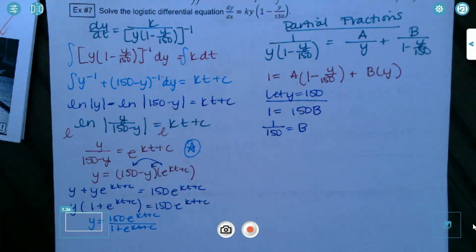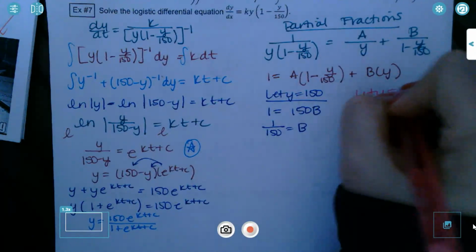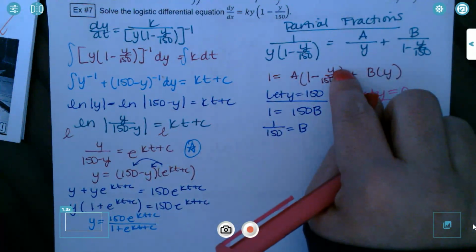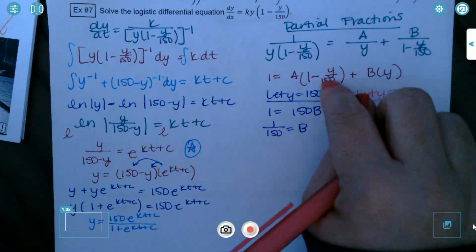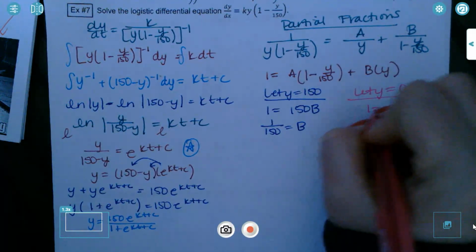Okay, I'm going to go right next to it, and I'm going to let y equal 0. Because if y equals 0 here, that goes away, right? 0 divided by 150 is 0. 1 minus 0 is 1. A times 1 is a, so 1 equals a.